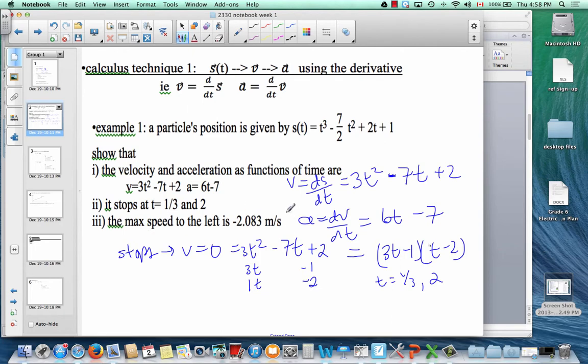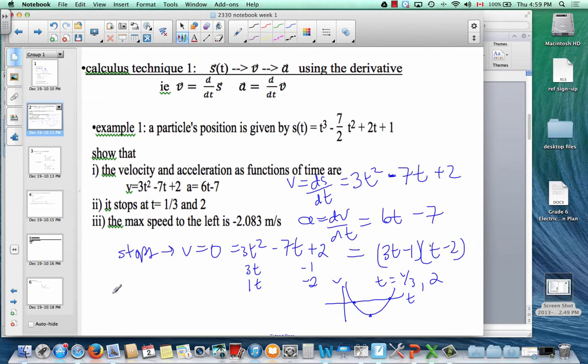The maximum speed, well, you can maximize this by taking its derivative and setting it equal to 0. Or you could, I suppose, look at a graph of this function. It's got zeros at a third and 2. So it is a smiling parabola with zeros at a third and 2. So the velocity function is going to look something like this. This will be velocity as a function of time. We're asked for its maximum speed to the left, so that's the maximum negative velocity. So that's just going to be here. That will be the location of the vertex of the parabola.